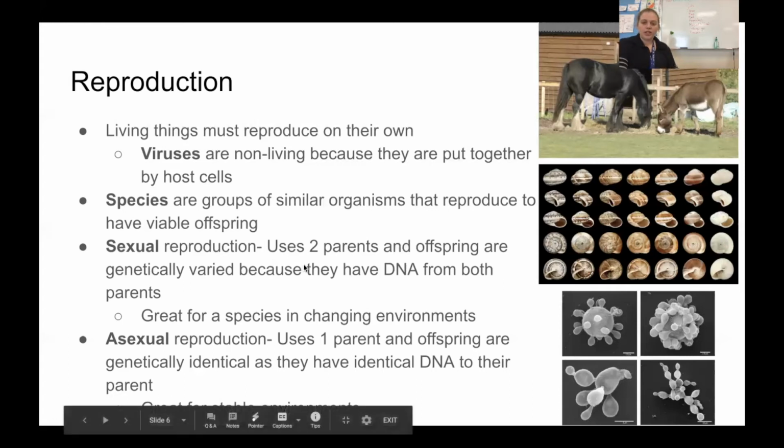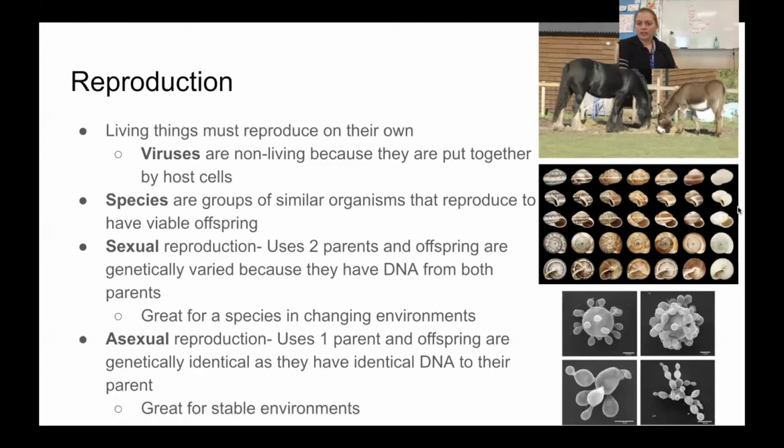So you can see here some examples of sexual reproduction producing variation. All of these snails are the same species. This is the same shell in each column. It's just turned different ways. But you can see across each row, there's a lot of variation here within this species.